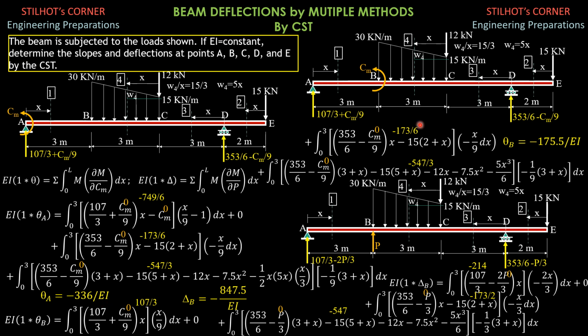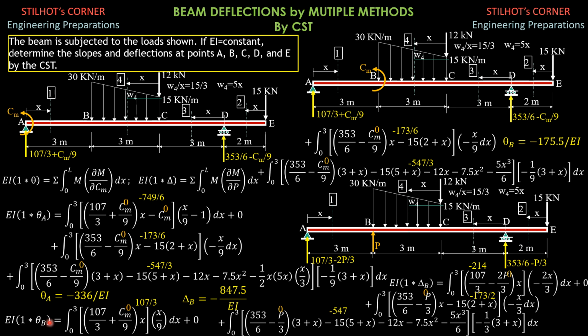Next, for slope at B, we apply C sub m counterclockwise at B. Compute the reactions again. Due to C sub m, this is 107 over 3 original due to loads plus C sub m over 9, because A_y times 9 equals C sub m. That's why we have plus C sub m over 9. The right support reaction at D is 353 over 6 minus C sub m over 9. So same sectioning.